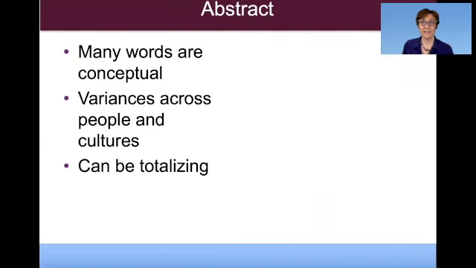The last feature, that language is abstract, means that it's taken away from the concrete and brought up to a level that is more general and conceptual. So the more conceptual the word, the more abstract and the more possibility for people meaning something different by it, okay? So the meaning of words can vary across people and across cultures. And then once you put a label on something, that's something we saw last week, once we label something, it can be totalizing, and we'll tend to see things through that label and not see other features of it.